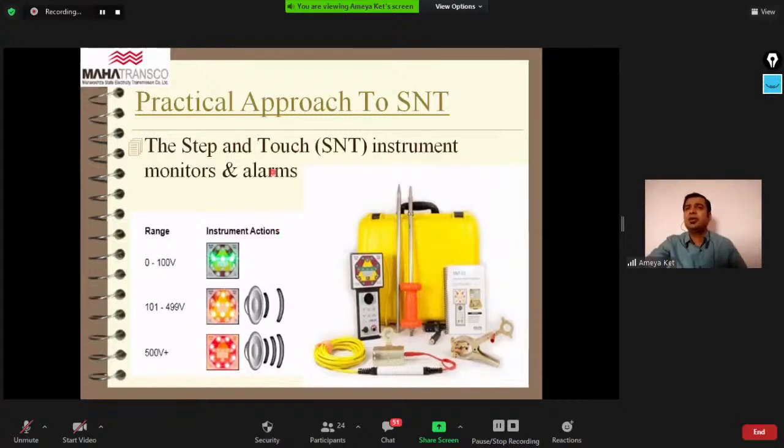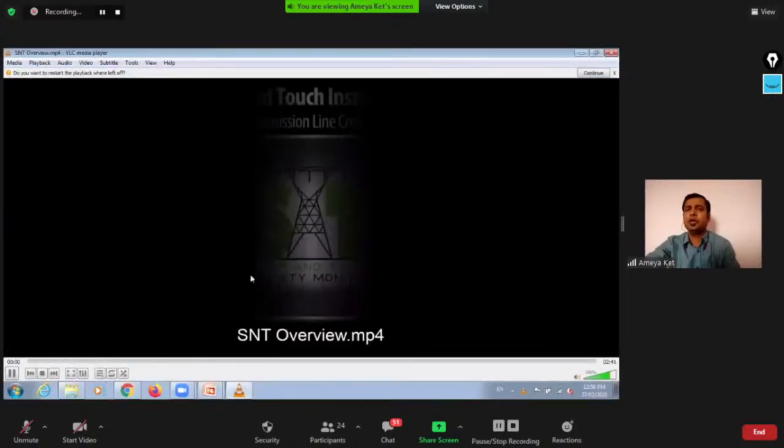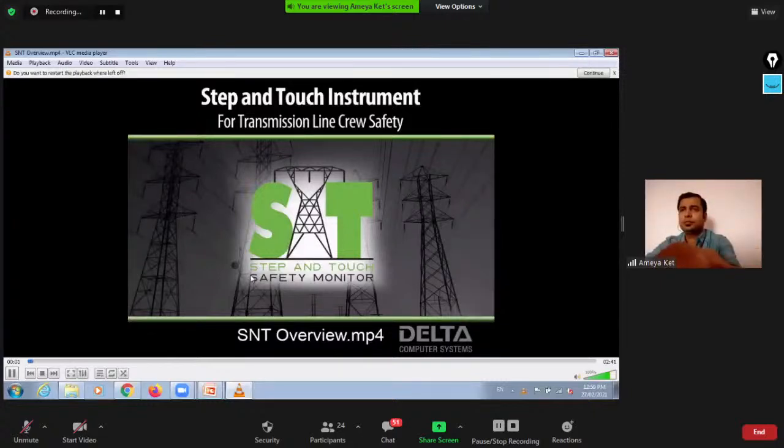For that, I have added one video, a visual, showing what exactly SNT means. I am playing the video of the SNT, the step and touch instrument, which monitors and alarms conditions, telling whether they are safe or unsafe. We'll have one visual.